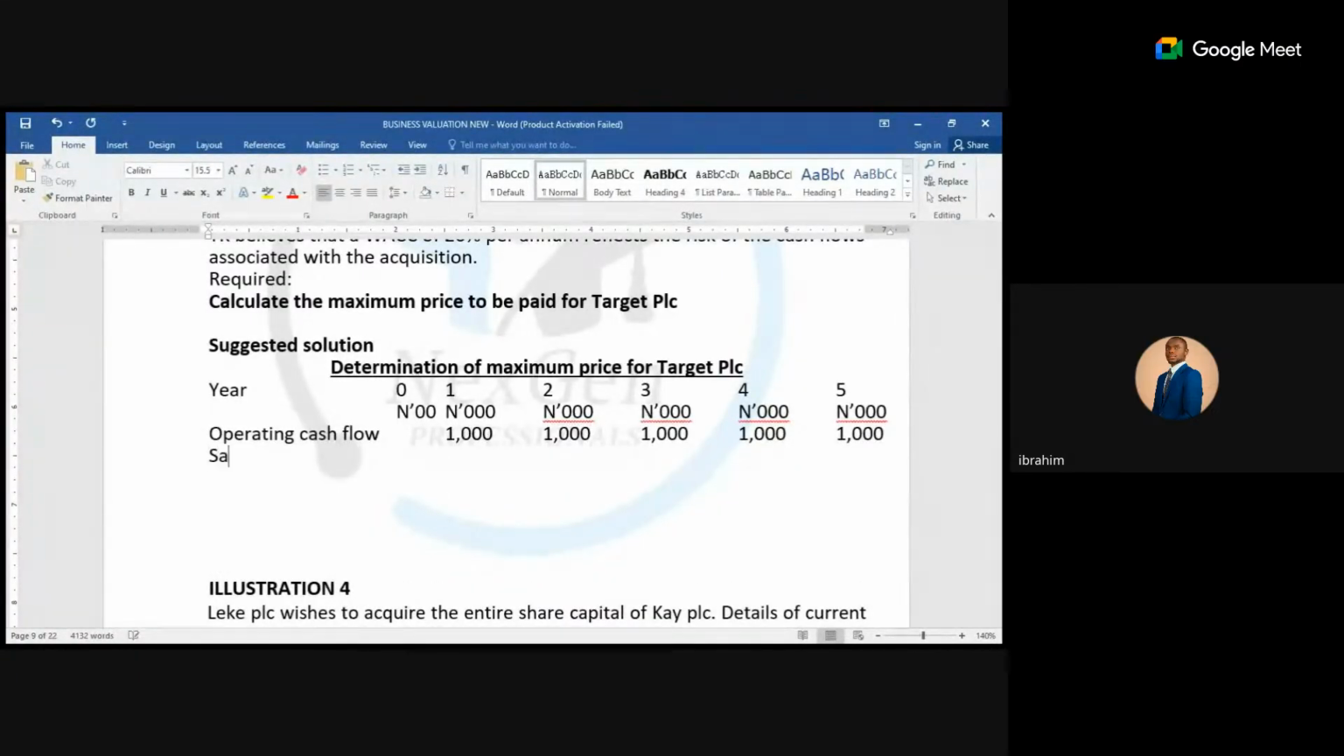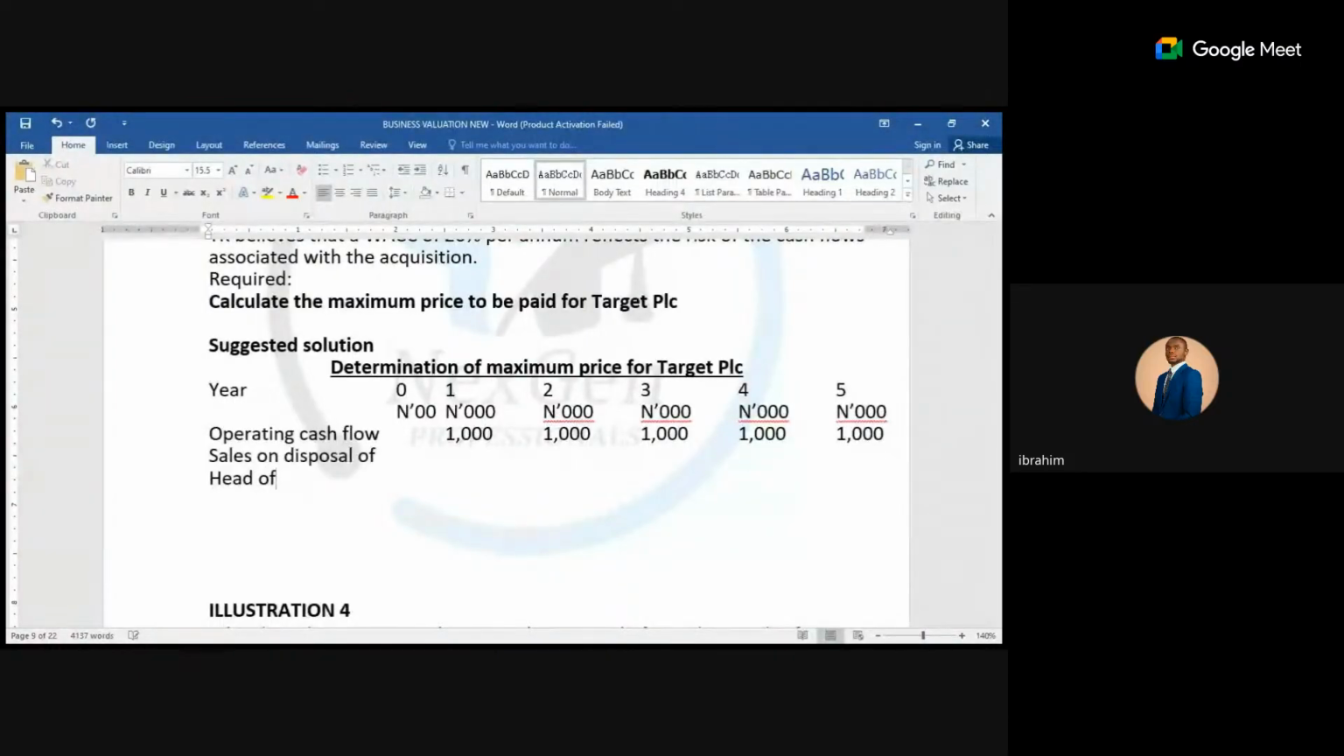Sales on disposal of head office. We have 2 million. Is it 2 million? Yes, sir. Okay. What else do we have?